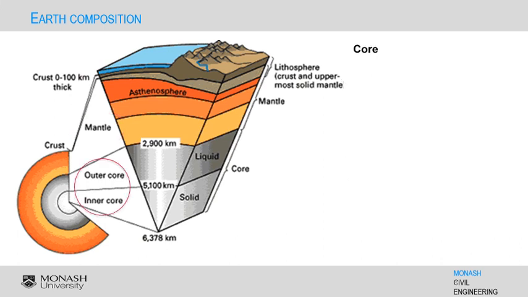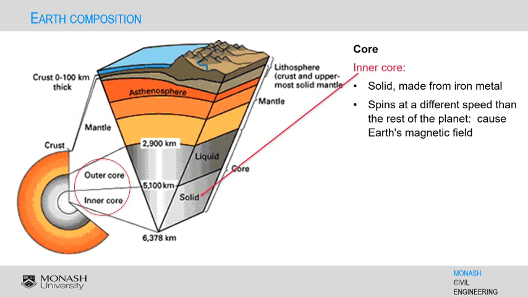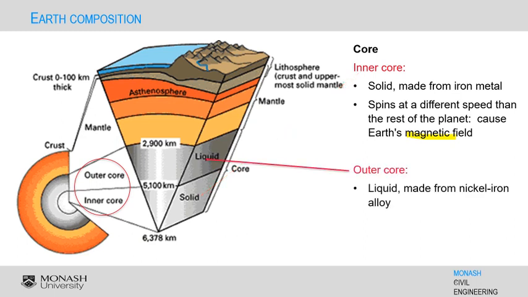Finally, at the center of the Earth is the core, which has two parts. The solid inner core is made from iron metal. The inner core spins at a different speed than the rest of the planet. This is thought to cause Earth's magnetic field. The inner core is surrounded by liquid outer core composed of nickel iron alloy. The core makes up about 31% of the Earth.